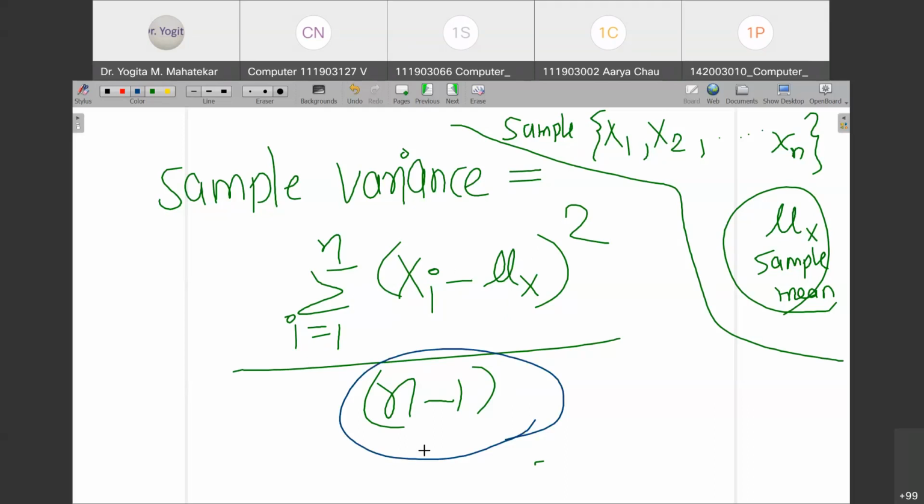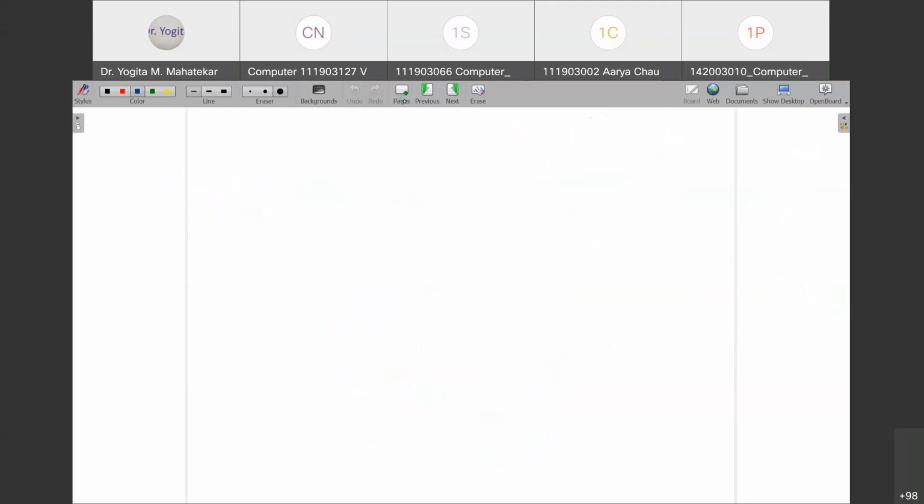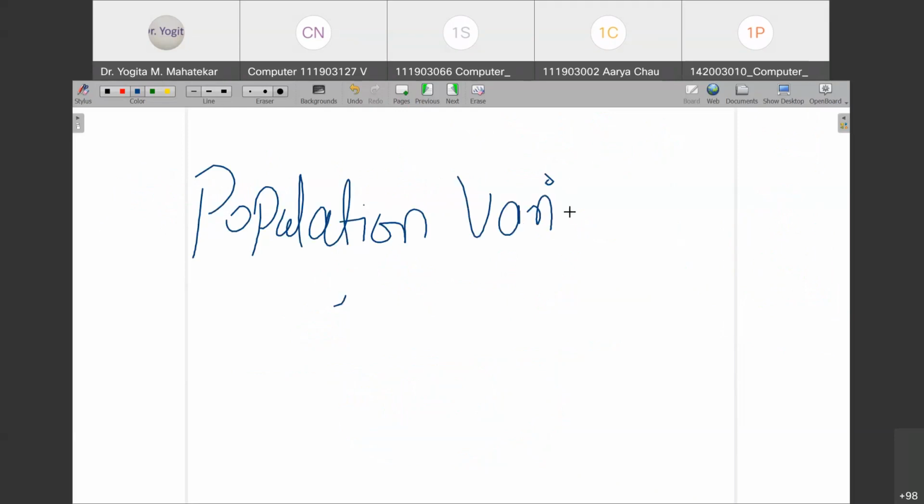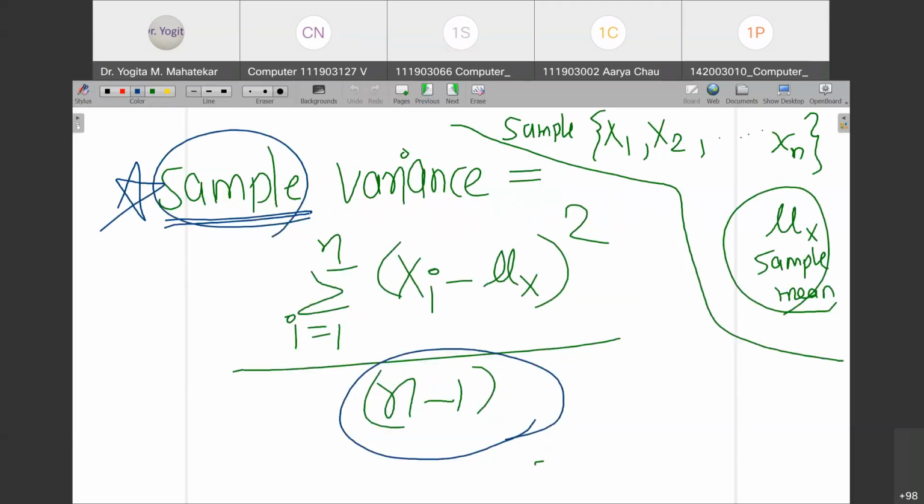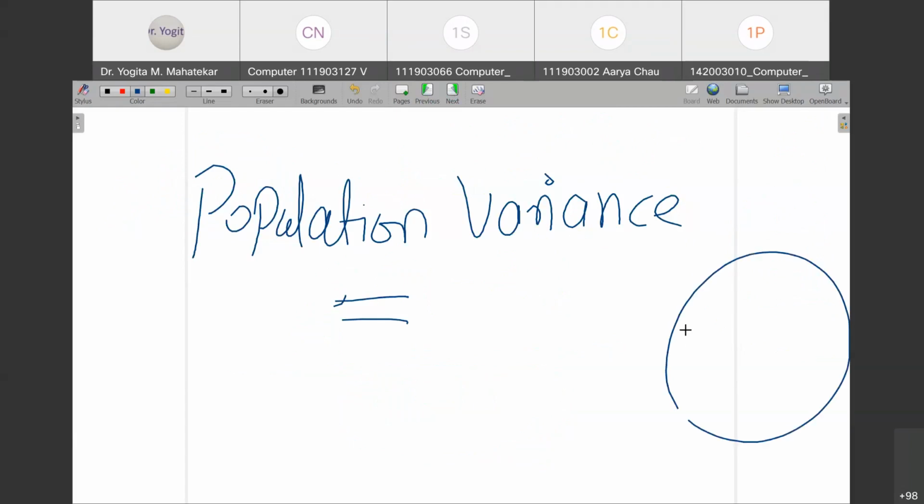Right. But please keep this thing in your mind that when I find out a sample variance, I am going to divide it by n minus 1. And there is a reason why we divide it by n minus 1. Before I explain why I am dividing it by n minus 1, you tell me what is the formula for population variance. A population is the outer set. The population is P and a sample is S. Now we wrote the sample variance formula. Now tell me the population variance formula, the bigger set's formula.